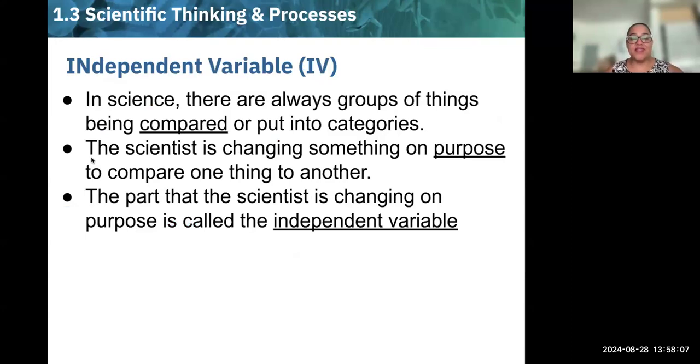The next variable is called the independent variable. We call it IV for short. In science, there are always groups of things being compared or put into categories. The scientist is changing something on purpose to compare one thing to another. The part that the scientist is changing on purpose is called the independent variable.